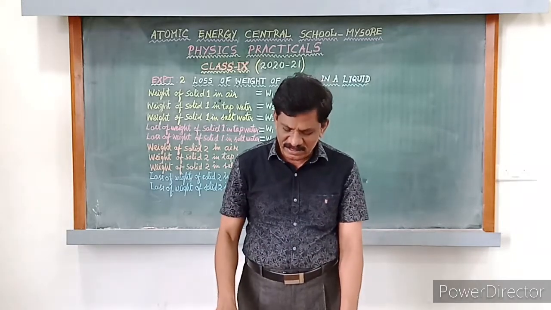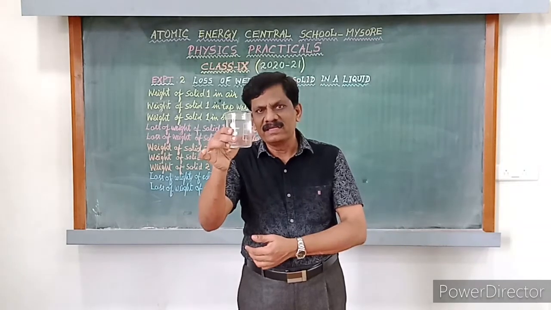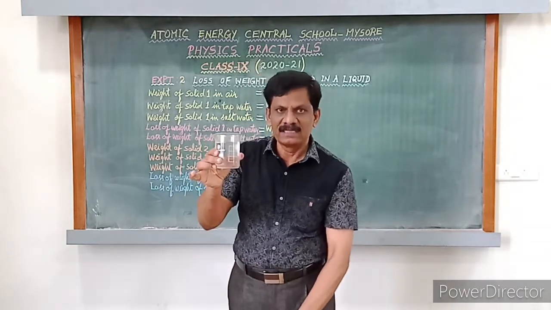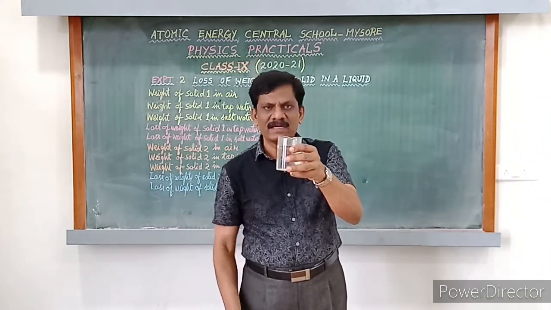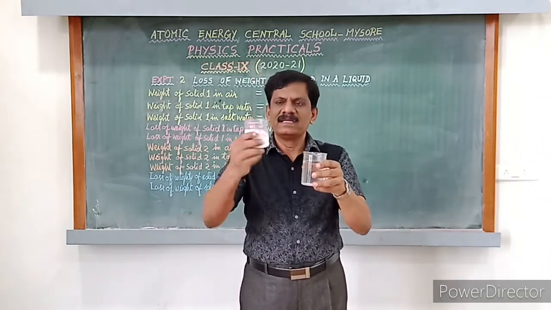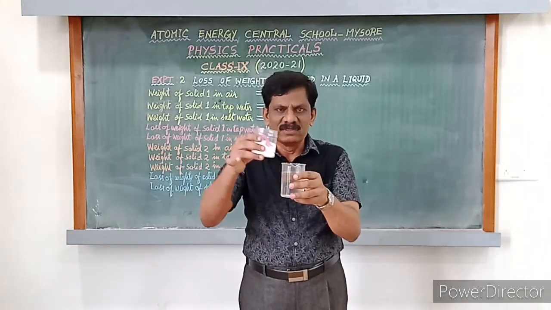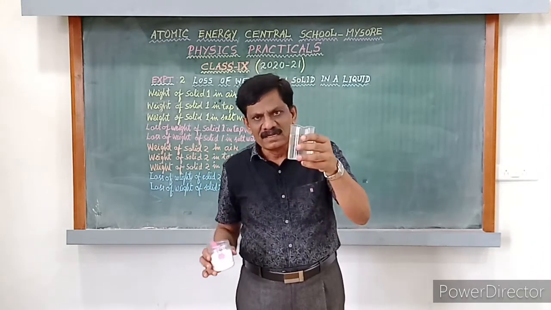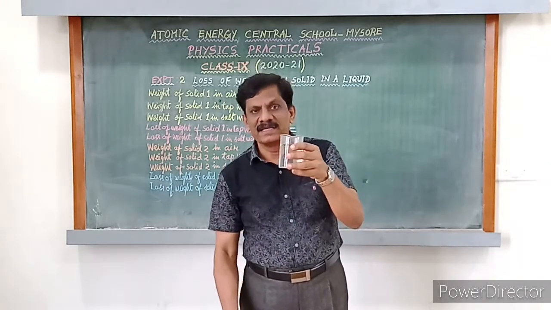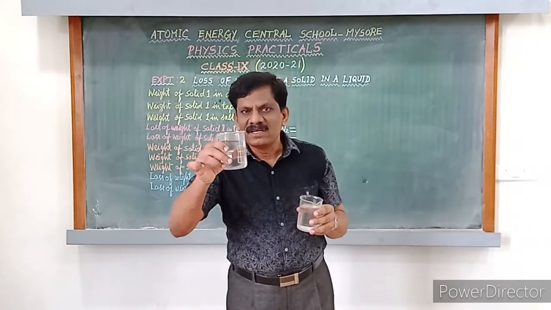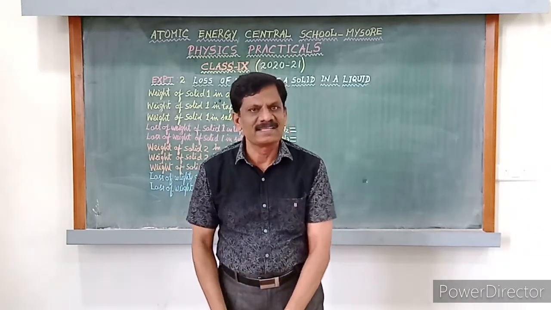The two given liquids: one is ordinary tap water, and the other one is salt water. How to prepare the salt water? We will take salt and dissolve a few spoons into this ordinary water. It becomes salt water. So the density of salt water is greater than the density of ordinary water. Okay, students, shall we start the experiment?